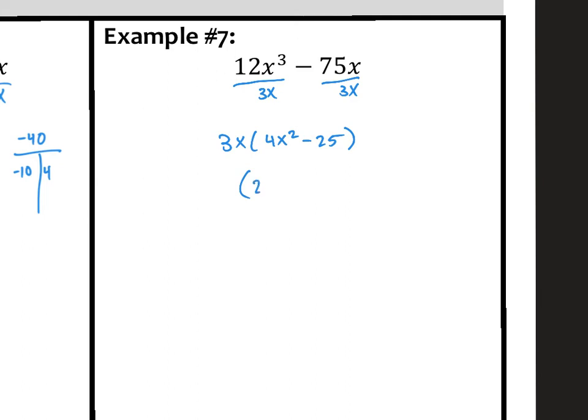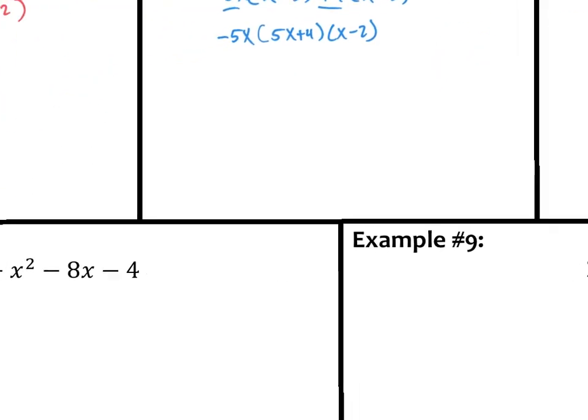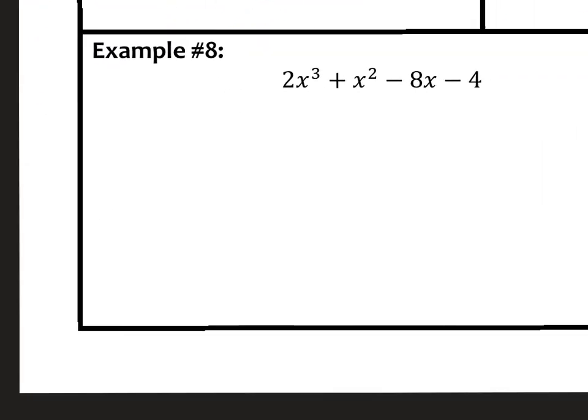Square root of 4 is 2. Square root of x squared is x. Plus the square root of 25, which is 5. Then we get 2x minus 5. Can't forget to bring home that 3x. Bring that down, okay? 3x times 2x plus 5 times 2x minus 5 is my factored form. Moving on to number 8.